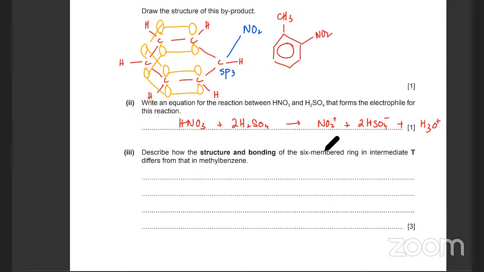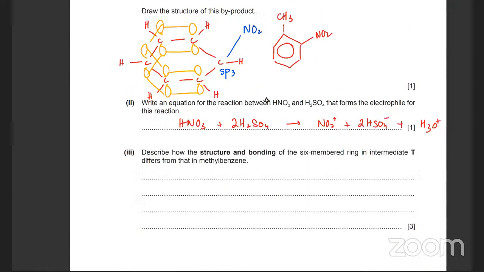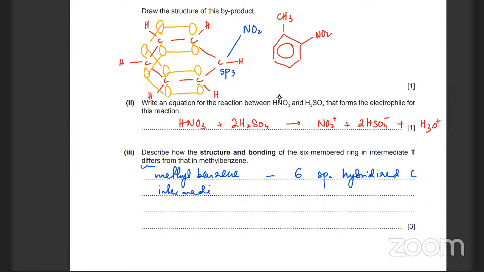So he's saying describe how the structure and bonding of the 6-membered ring differs from that in methyl benzene. The first thing is methyl benzene had a complete benzene ring. So all of them were sp2 hybridized. I have to check what the answer states, but let's describe the difference. Methyl benzene had 6 sp2 hybridized carbon atoms, whereas this intermediate that we are talking about above contains 5 sp2 hybridized carbon atoms.